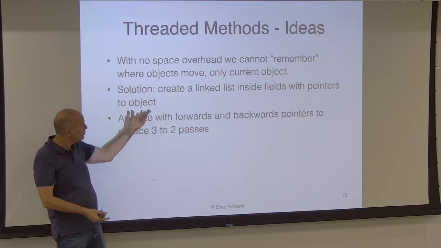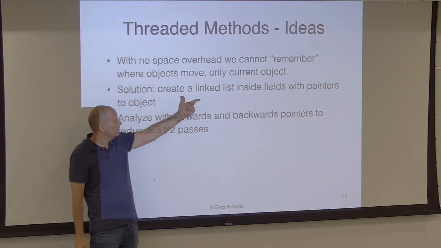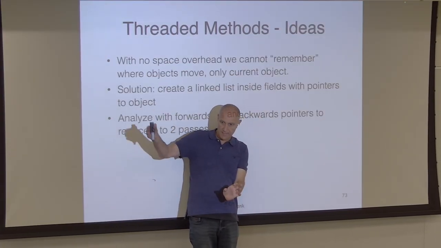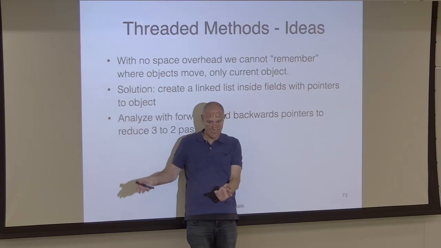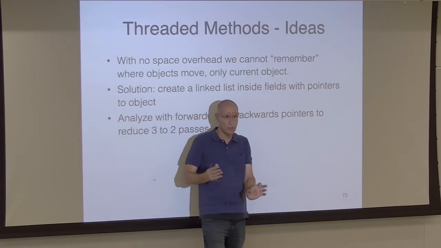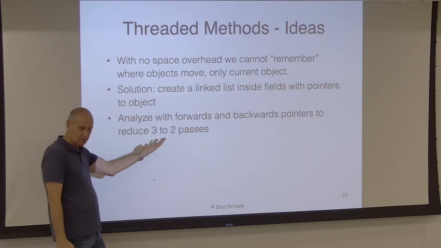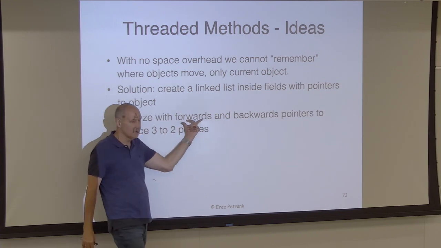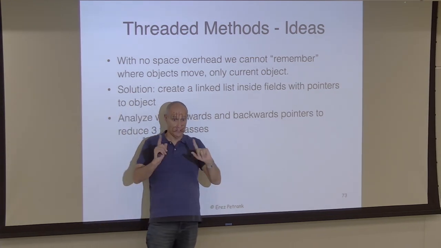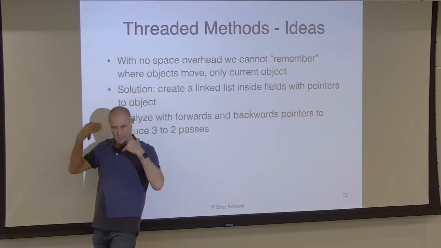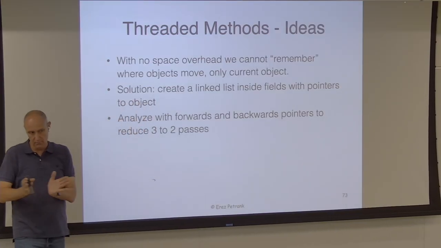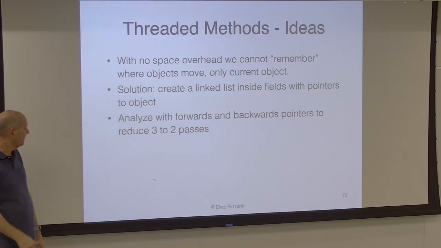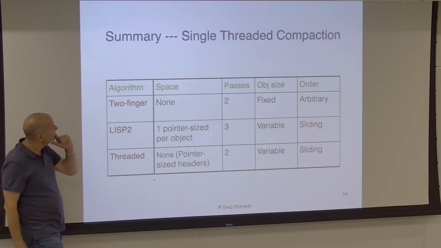So the solution that they present here was to create this linked list that allows me, when I come to an object, to fix addresses that have pointers that point to it. I fix all these pointers and I know them because of this linked list. And this analysis that talks about forward and backward pointers allows me to do it in 2 passes and not 3, because I understand how these things go and I know that I can move it without spoiling any threaded list. Okay, so these are the ideas.